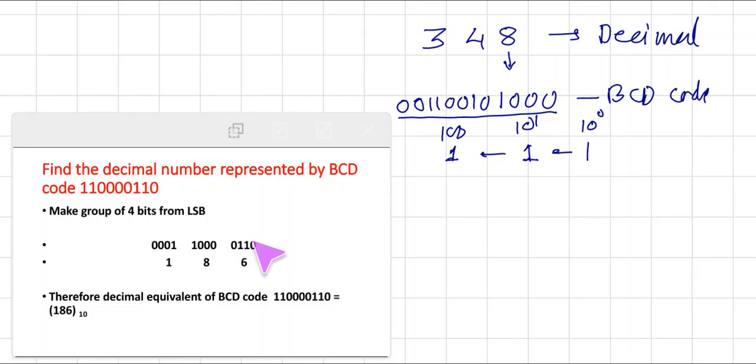And now we have to convert this binary number into the corresponding decimal number, that is this is 6, this is 8, and this is 1. So 186 is the decimal conversion of the given binary coded number. So this way we can convert a binary coded number into the corresponding decimal number.